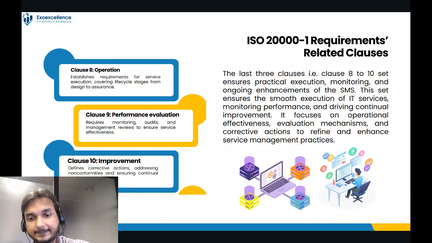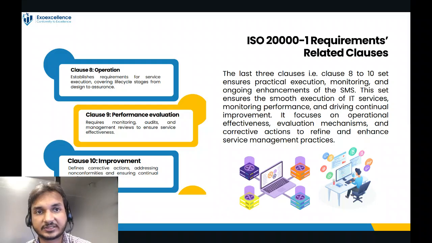Clause 10 then focuses on improvement only, and this is based on non-conformities, gaps, feedback, and anything that highlights deficiencies in the management system. So organizations must implement a structured improvement framework addressing corrective actions for the non-conformities or any gaps identified in the services, service innovation initiatives for scalability, and lessons learned to redefine the IT strategy. So clause 10 is also very important and should be adopted in a comprehensive way.